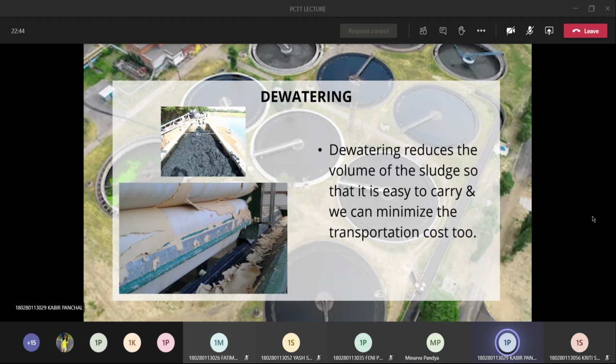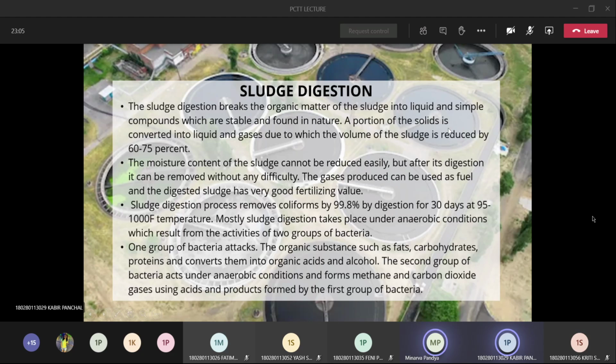5 to 10% of water content already remains in that, so we can't say that there is any process to convert all the sludge into dry. And the last one is disposal, which I have not mentioned, and it also minimizes the transportation cost too. Then sludge digestion is explained by Kriti.